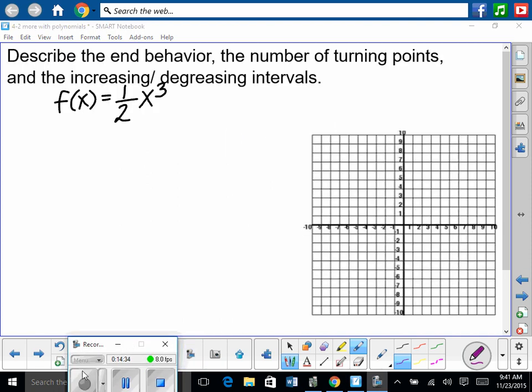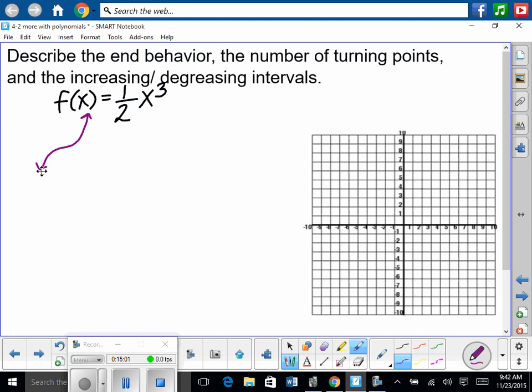Okay, so looking at this one, describe the end behavior, the number of turning points, and the increasing and decreasing intervals. Type it into your calculator. It's 1/2, so 1 divided by 2, and then x cubed. Okay, I hit graph, and I get something that looks like this.